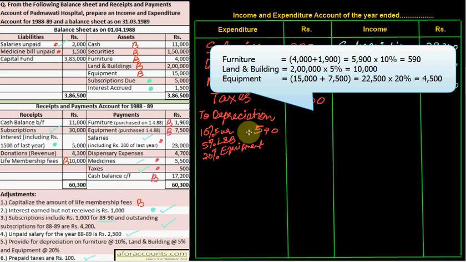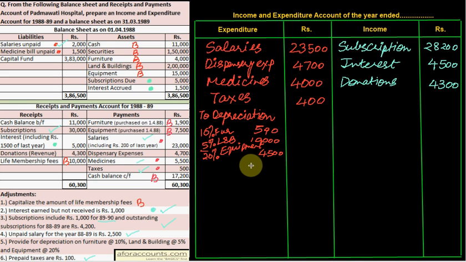Now land and building. See, land and building given in your old balance sheet is 2 lakh, no additions during the year, and it is specifically mentioned that land and building is to be depreciated at 5%. So 5% of 2 lakhs comes up to 10,000. So 10,000 is your land and building depreciation. And now the next asset, equipment 15,000, and equipment purchased during the year is 7,500. So 15,000 plus 7,500 is 22,500, and depreciation at the rate 20% comes up to 4,500. So total depreciation 590 plus 10,000 plus 4,500 comes to 15,090. 15,090 is your total depreciation that we have arrived at.